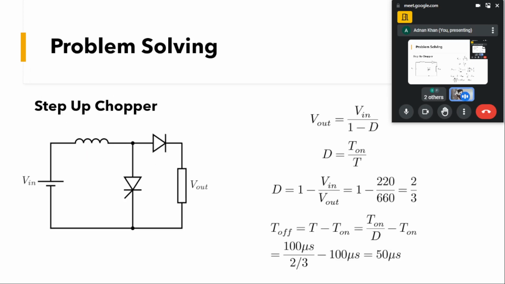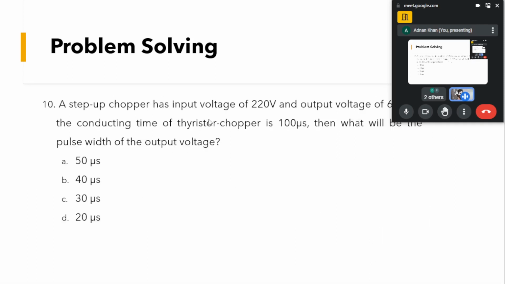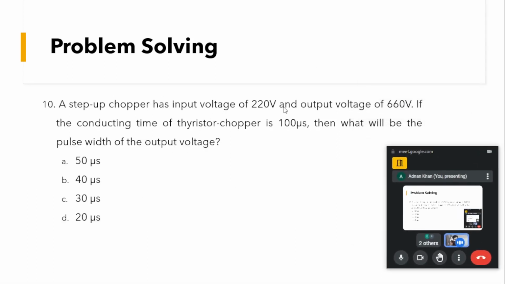And is this answer understood, this question? That is what was given to us. We were given V in and V out, and also the conducting time of the thyristor, that is T on. Sorry for that. T on time was given, and then what will be the pulsative voltage of the output voltage.